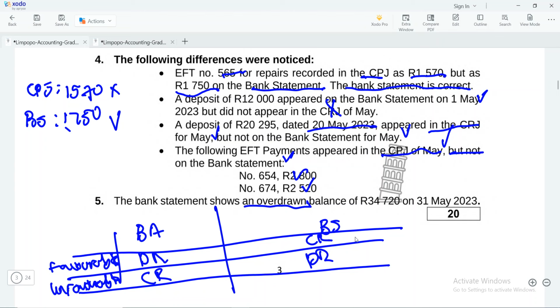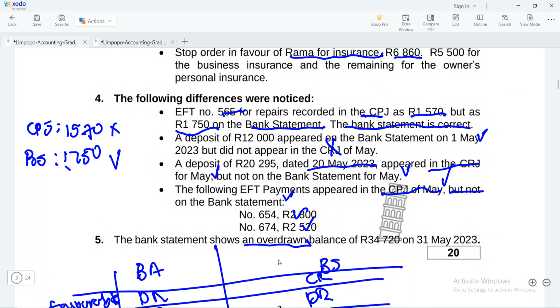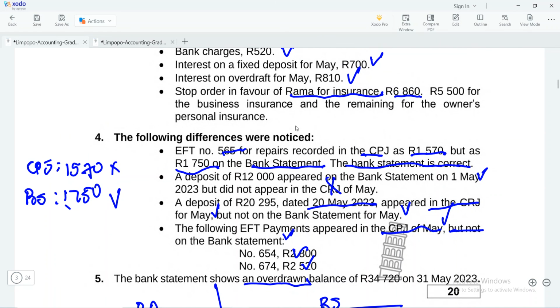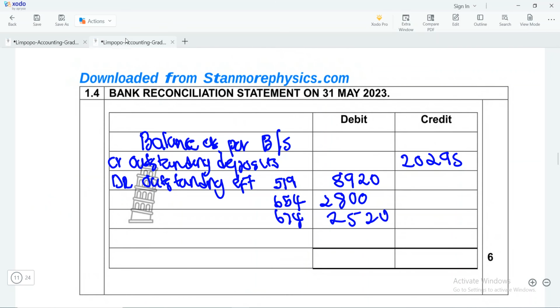we owe the bank, the bank looks at us as a debtor, hence we would have a debit balance as per bank statement. So this balance of the bank statement will be on the debit side. This 34,720 would have it on the debit side, so we'd have that 34,720 here on the debit side. Okay, debit balance as per bank statement.